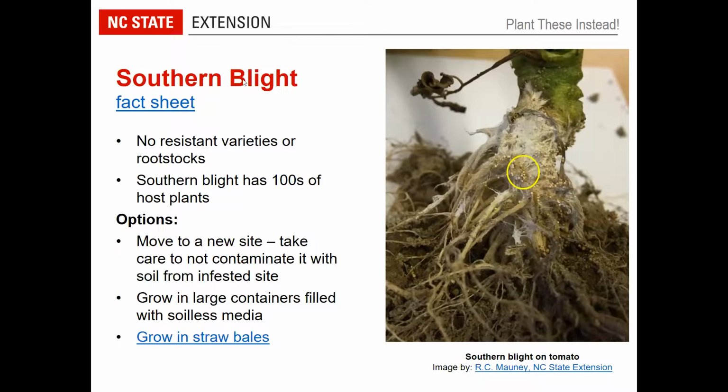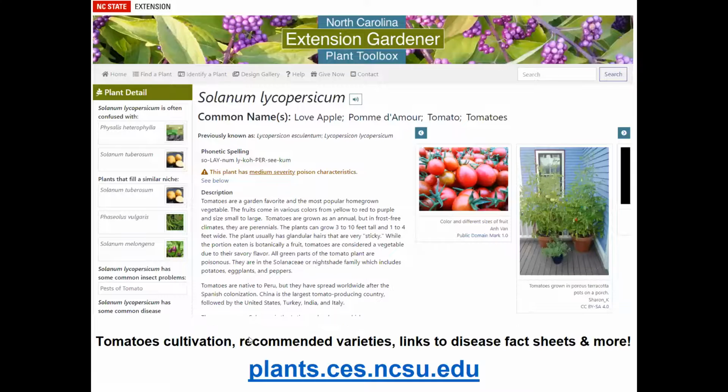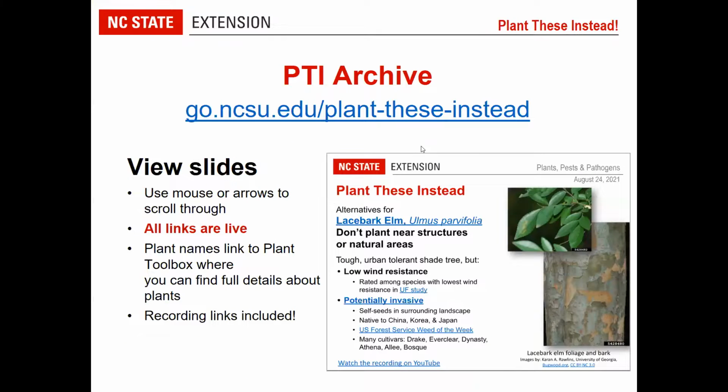So just to finish up, you can go to the plant toolbox and learn a lot more about tomato cultivation and varieties, and there are quite a few links built in there to disease fact sheets and more. A tip for quickly finding tomatoes in the plant toolbox is to search for tomatoes, the plural. If you just put tomato in, you're not going to get to the fact sheet as quickly. And of course, as I've mentioned, the archive link is here, and all of the linked items within the archive are there for you to click on and learn more.